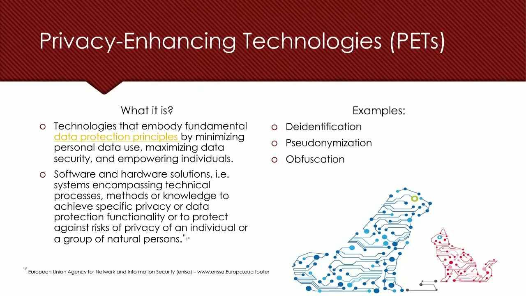So I know it's confusing. PETs sometimes are linked very closely to the concept of privacy by design, but really they're the technical measures to help you put in place in your design that suggest you've taken a privacy by design attitude. Some examples of PETs would be de-identification and pseudonymization, right?